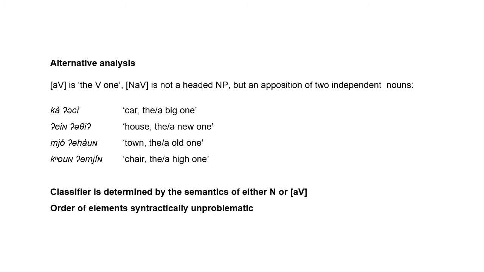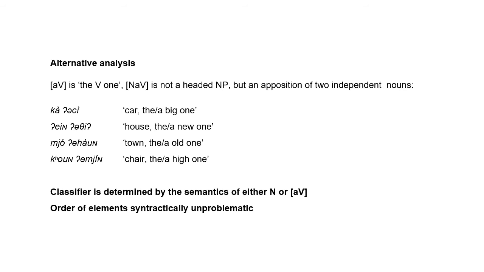An alternative analysis would be that the nominalized verb is not only the abstract bigness, but it can also be the big one. In this case, the noun followed by nominalized verb would not be a headed noun phrase, but rather an appositional relationship. So the car, the big one, or a big one. And house, a new one. It will be something like car is a topic and the verb just adds something. Appositional.